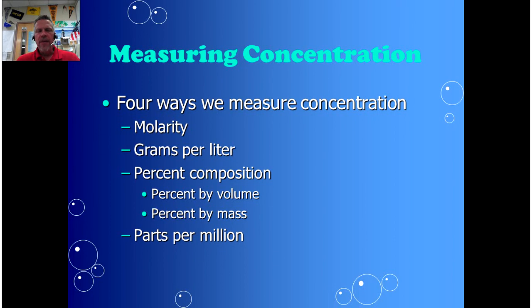One of the key pieces that we need to get out of our solution chemistry unit is how we measure concentration. There are 4 ways that we measure concentration. By concentration, I mean the amount of solute that is dissolved in a solvent. Here are the 4 ways: one is called molarity, one is called grams per liter, one is called percent composition, and there are 2 flavors of that, and the last one is parts per million. We're going to talk about each of these 4 ways.